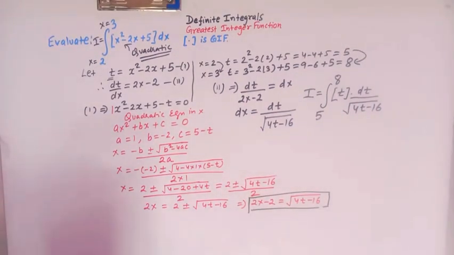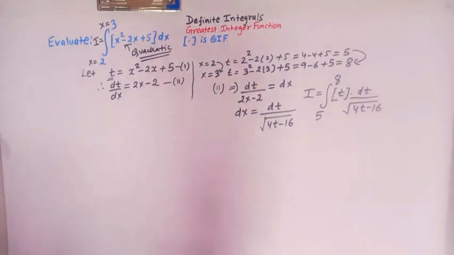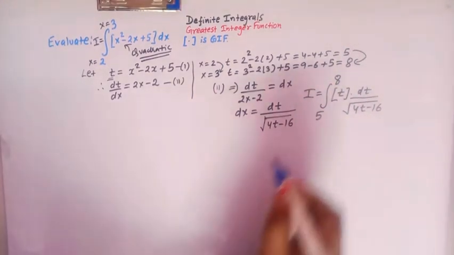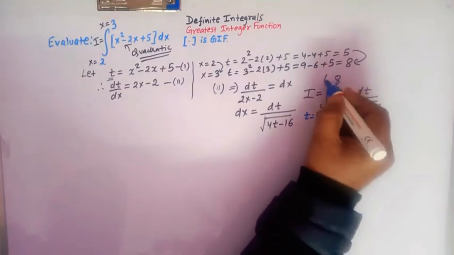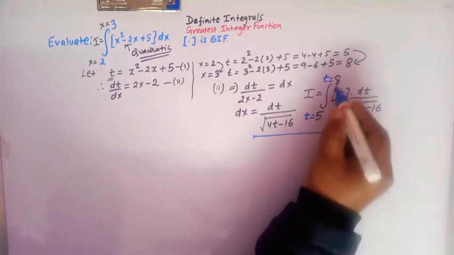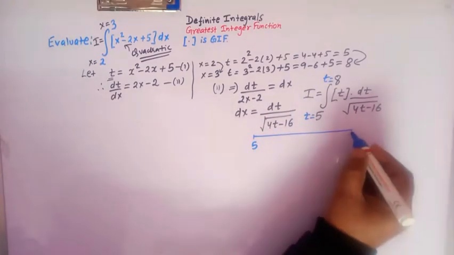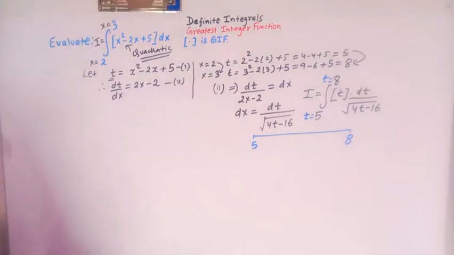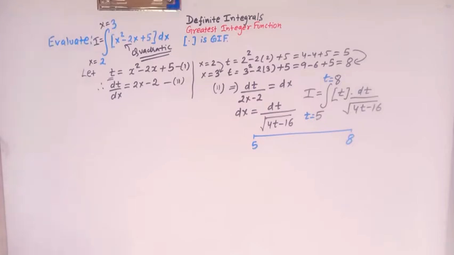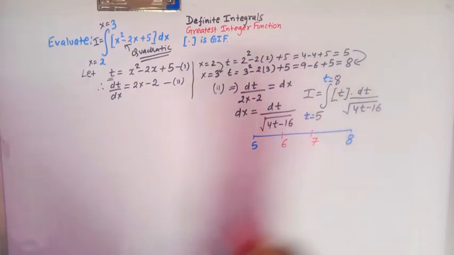Okay, so now we have to solve this integral. Now viewers, let us observe the lower limit and upper limit. So here t varies from 5 to 8, and if we plot these 2 points on the real number line, we see that here is 5 and here we have 8, right? And between 5 and 8 we have 2 more integers, and the integers are 6 and 7, right?